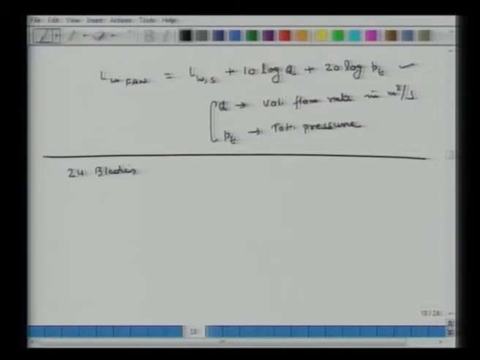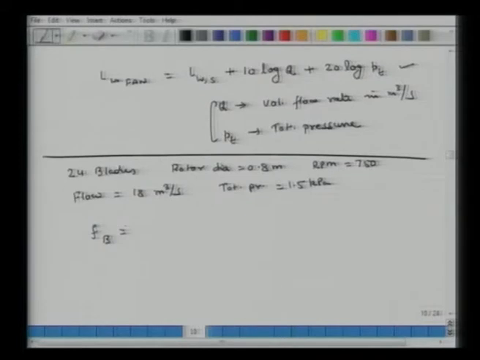Rotor diameter equals 0.8 meters, RPM is 750, flow equals 18 meter cube per second, and total pressure is 1.5 kPa. Okay? So, my FB is what? 750 times 24 over 60, that is 300 hertz.